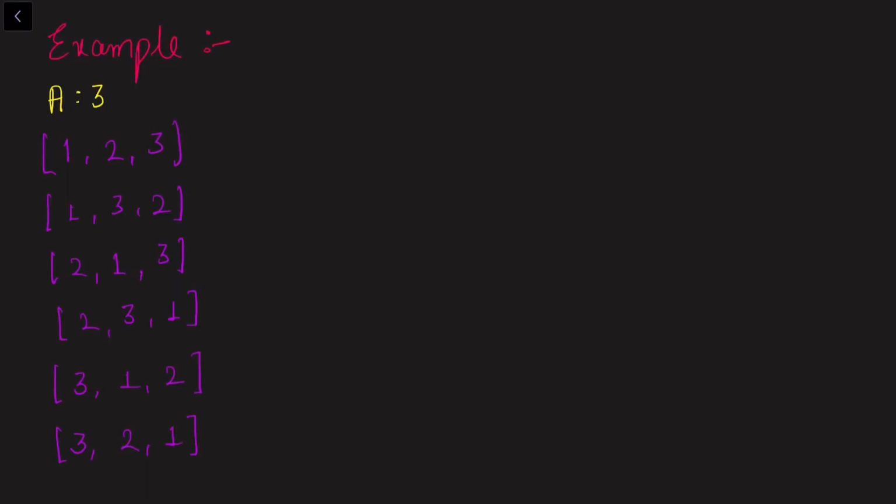Now let us look at this example. We are given n as 3. That means we have an array of length 3 which has elements from 1 to 3, right? So all the elements are 1, 2 and 3. Now the permutations we can make out of these 3 elements are this one, this one, this one, this one, this one, this one. These are all the valid permutations we can make.